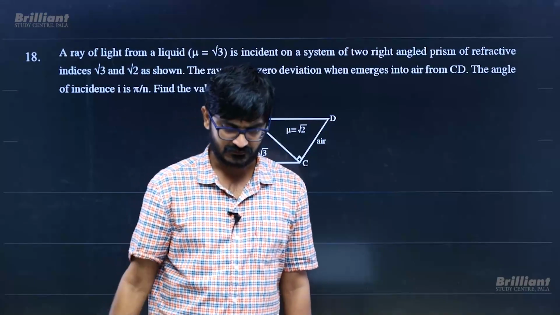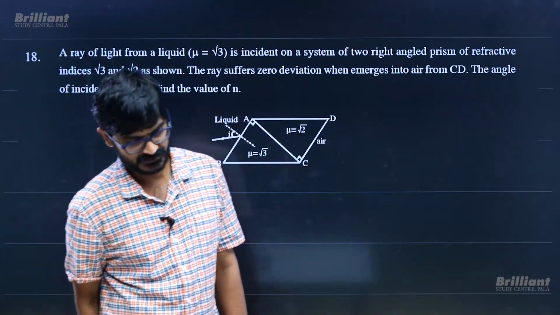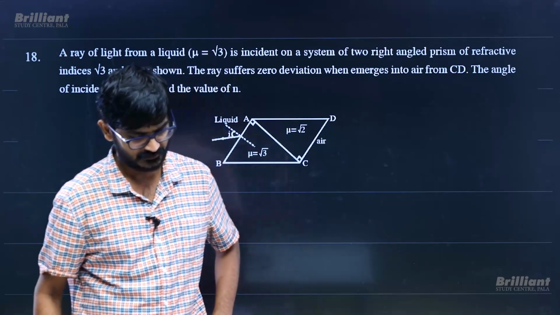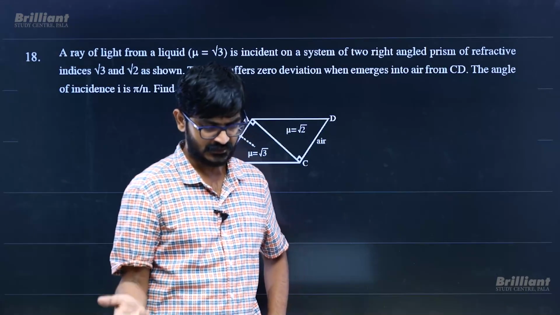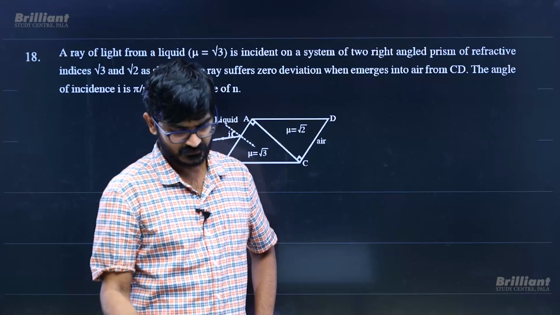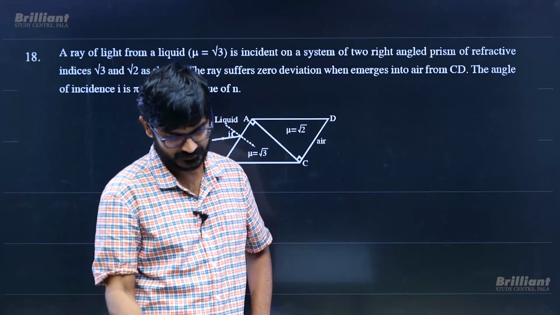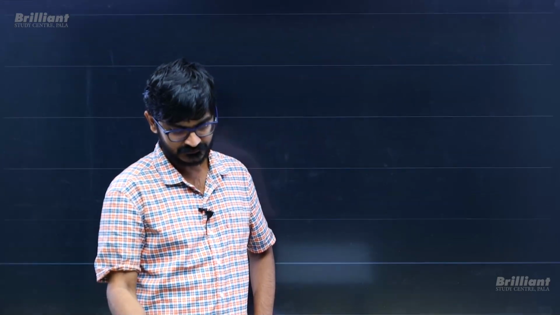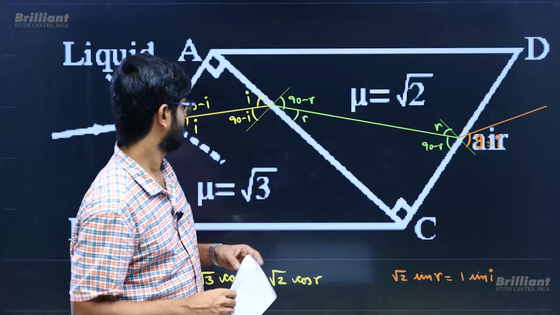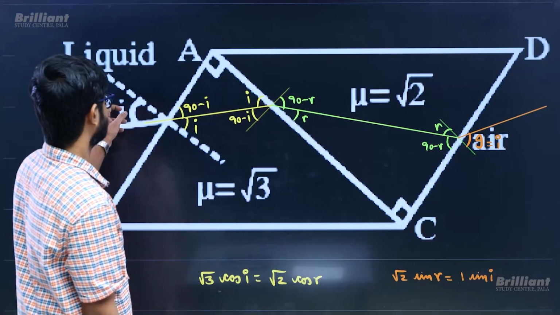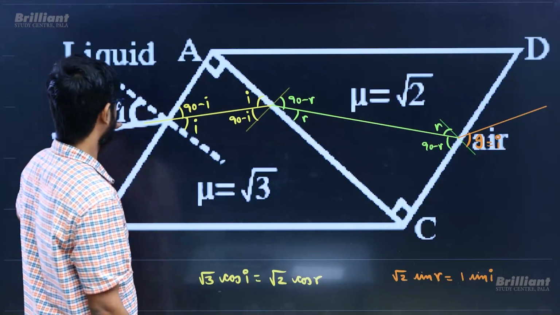The next question: a ray of light from liquid root 3 is incident on the system of two right angle prisms of refractive index root 3 and root 2. The ray suffers 0 deviation when it emerges into air from CD. The angle of incidence I is. So basically this medium is root 3 and this medium is root 3. So this ray will go undeviated.